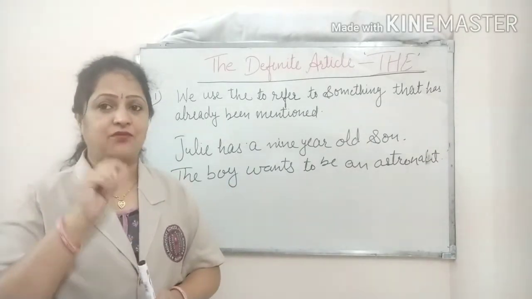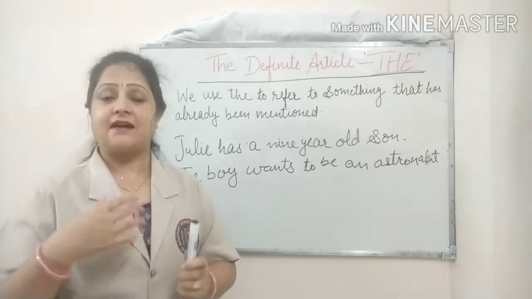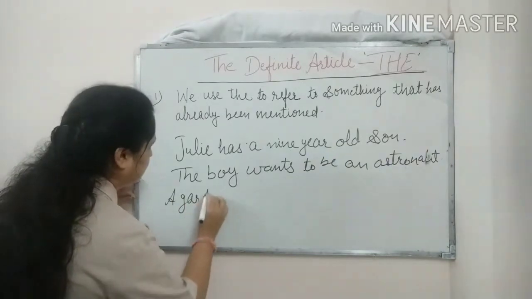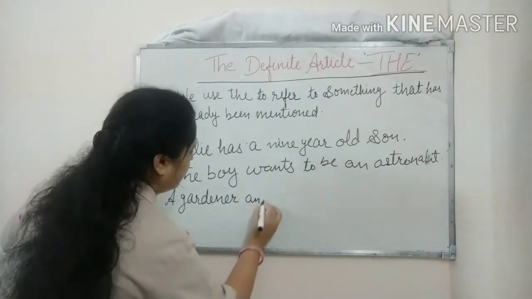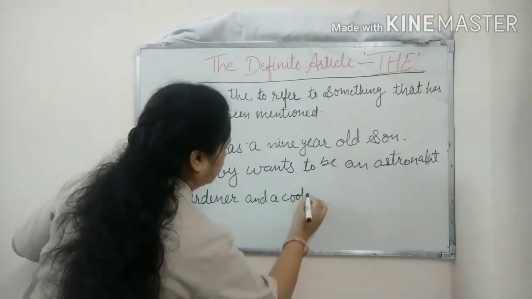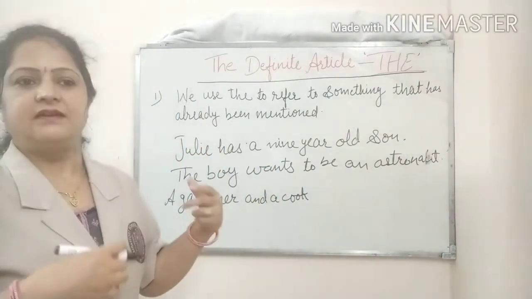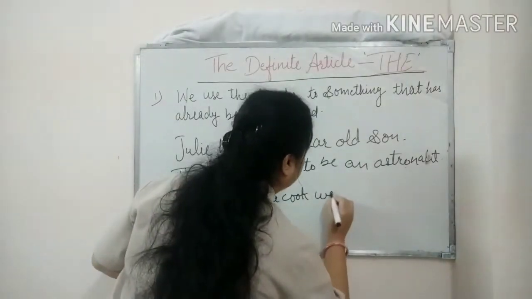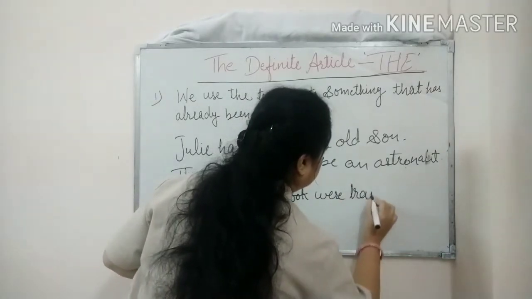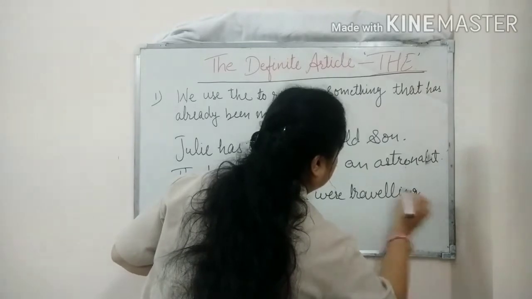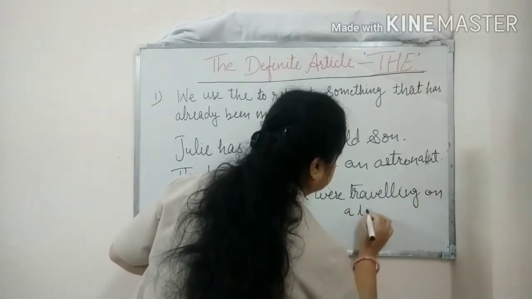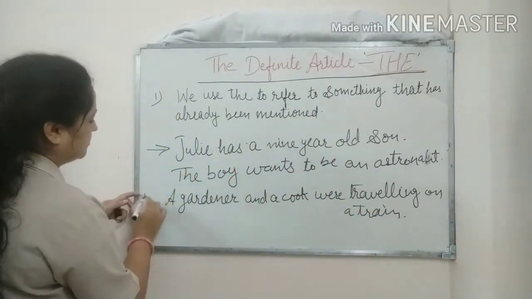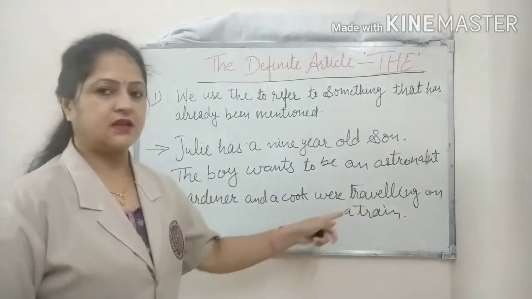Now let's take one more example here. The example is: a gardener and a cook were traveling on a train. So this is our first sentence.